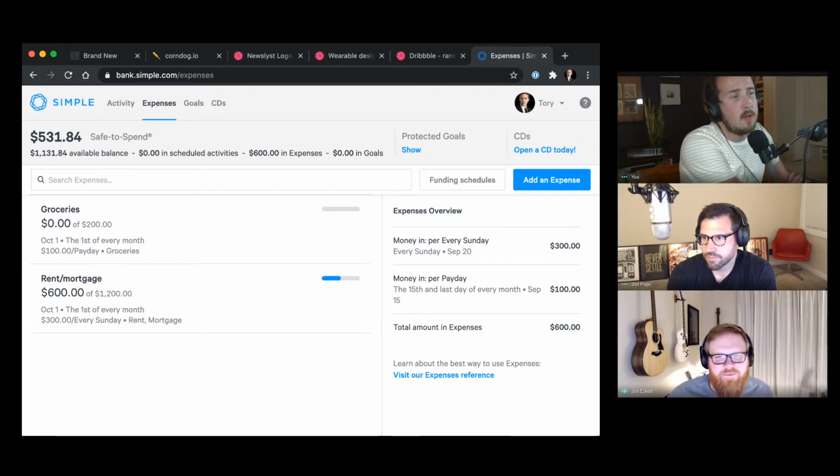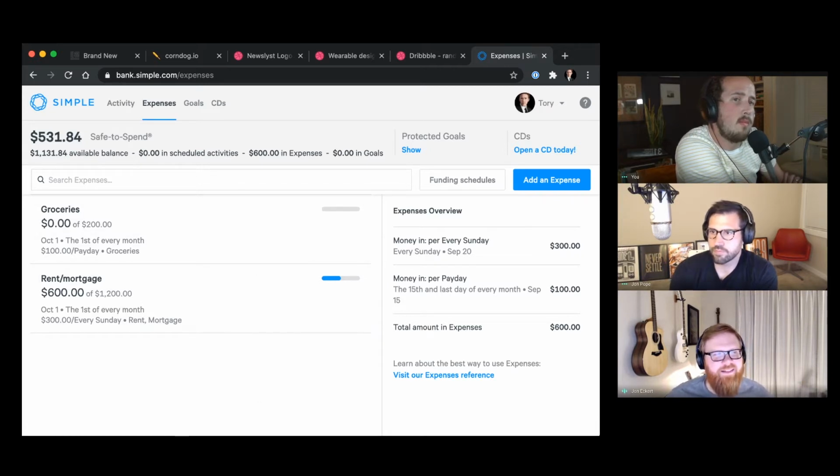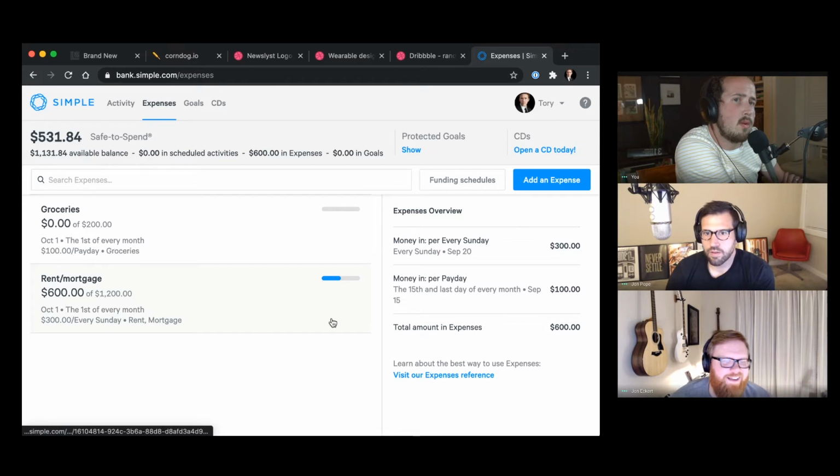The whole point of the feature and goals and expenses in Simple is it hides the money from you. There's a safe to spend amount. So, which doesn't work anymore.